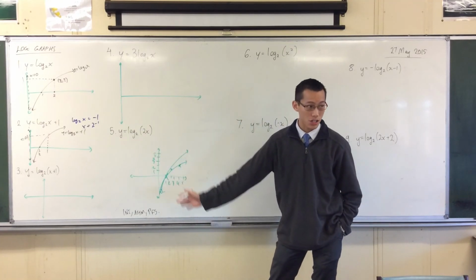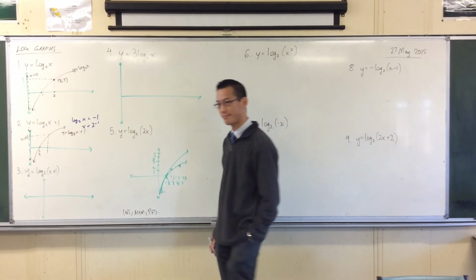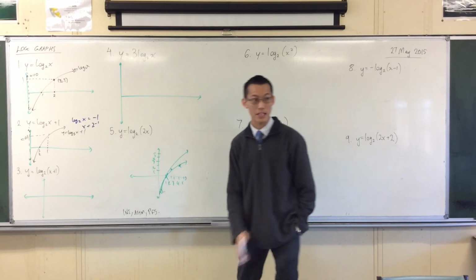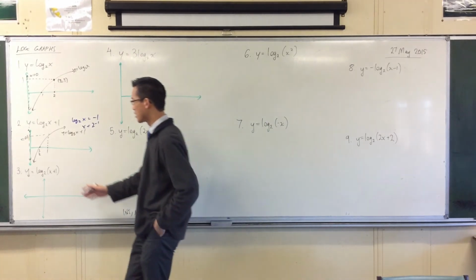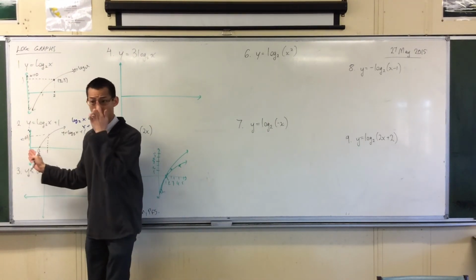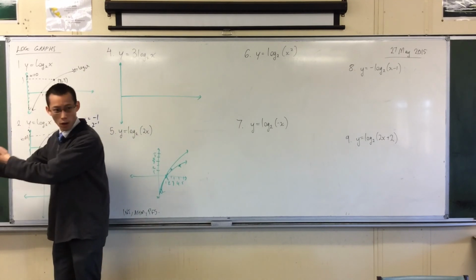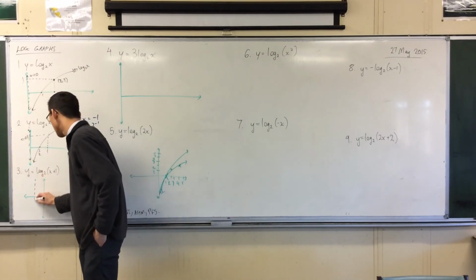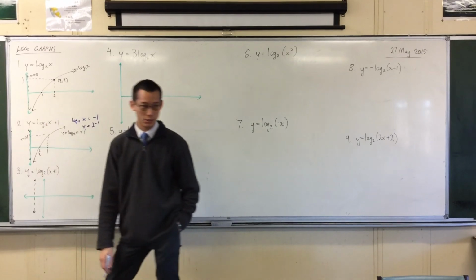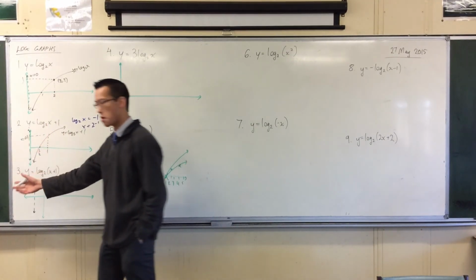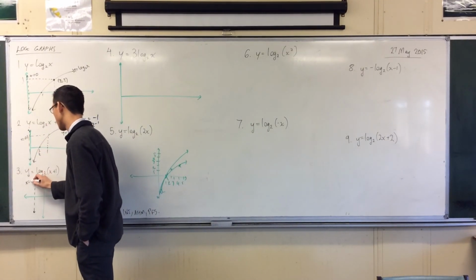This time, another shift. What direction? Which way is it going? It's going to the left. Okay. So this time, again, I start with my asymptote. My asymptote's going to move 1 unit to the left, right? So here it is. It's no longer at x equals 0. It's now at x equals -1. There we go.